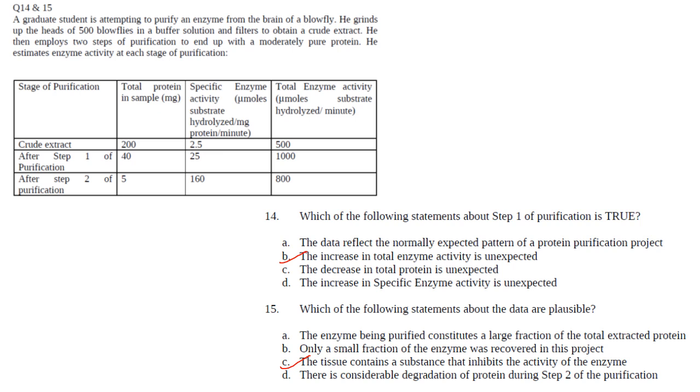Then next one. Which of the following statements about the data are plausible? The enzyme being purified constitutes a large fraction of the total extracted protein. No. Only a small fraction of the enzyme was recovered in this project. It is not very small. The tissue contains a substance that inhibits the activity of the enzyme. That is correct.